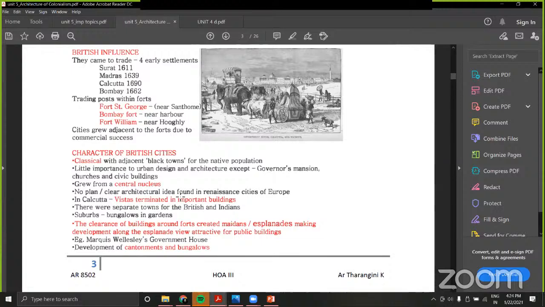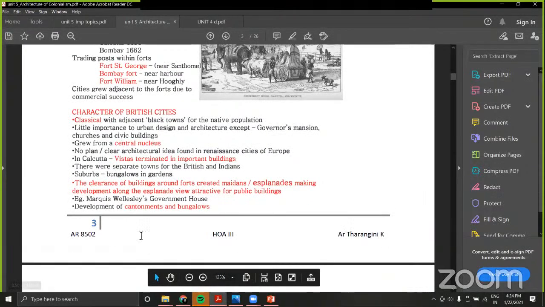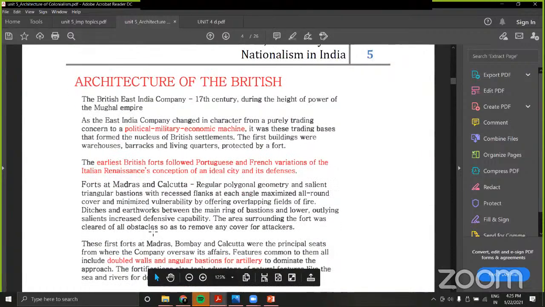So clearance of buildings around forts created maidans, S-plans making development along the S-plan view attractive for public buildings, development of cantonments and bungalows. Cantonments is nothing but a military town. The military people and their families and relatives can live in the cantonments, and the bungalows are for the rich people. These cantonments and bungalows evolved in the British phase. Nowadays cantonments and bungalows still exist, but not compared to those days.